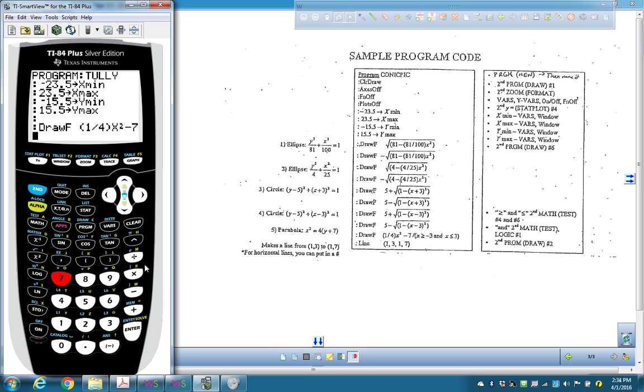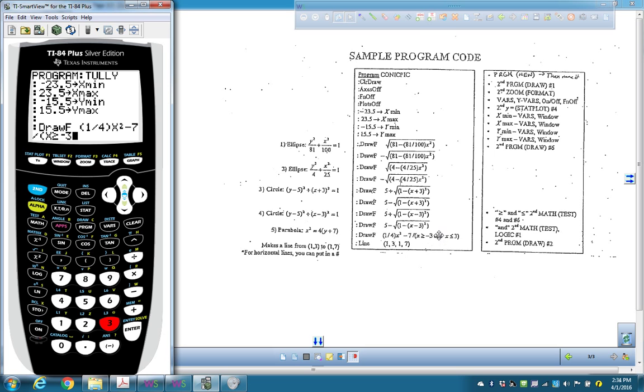So the way I do that is to put in the restrictions, you use a divided by sign. Everyone says, what's a slash? It's just a divided by sign. Parentheses, x, the greater than or equal to you find up here in test, which is above math. So you go second math. Greater than or equal to is number 4. So you want it greater than or equal to -3.